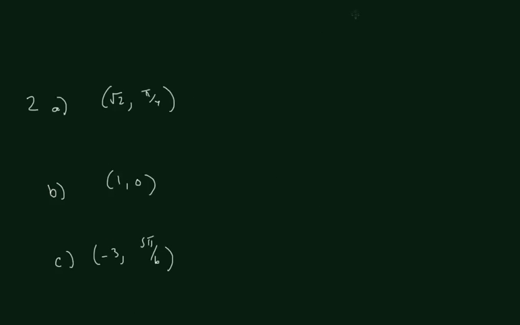Now in example 2, we're going to take polar points in the form of r comma theta, and we're going to convert them to Cartesian points, x comma y.